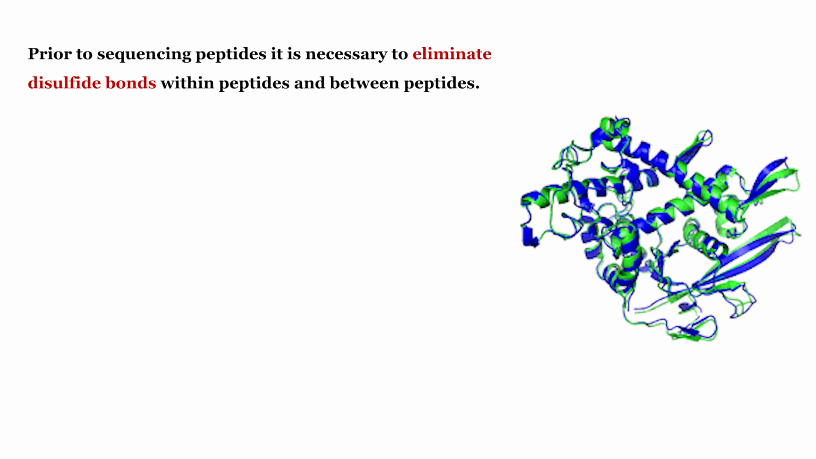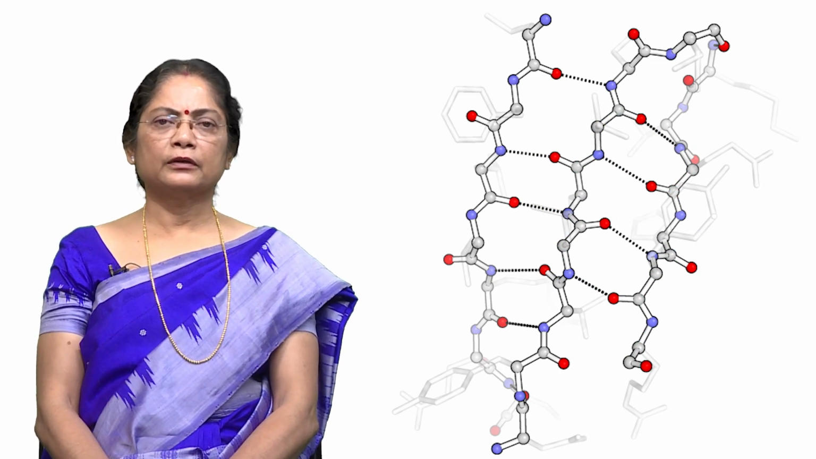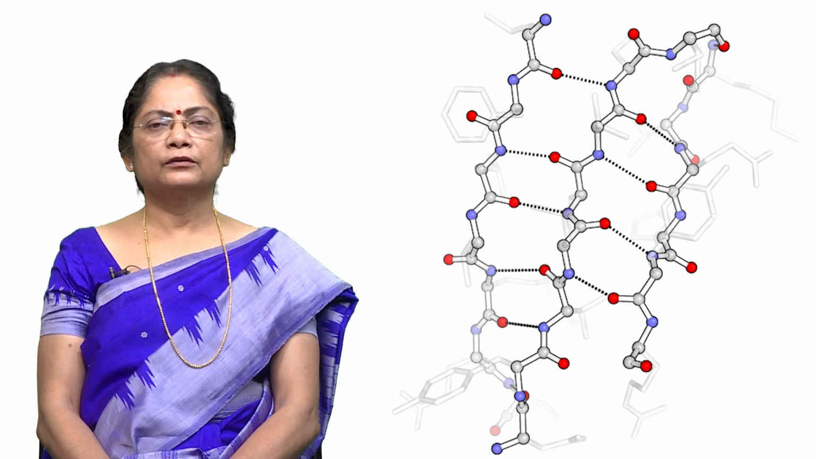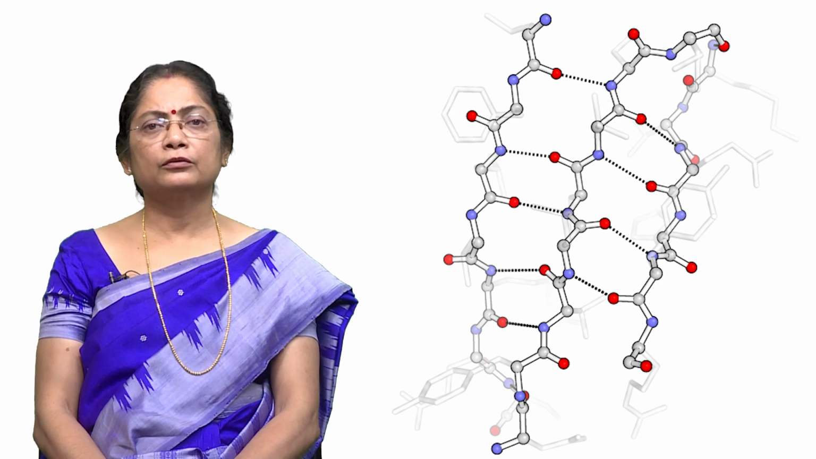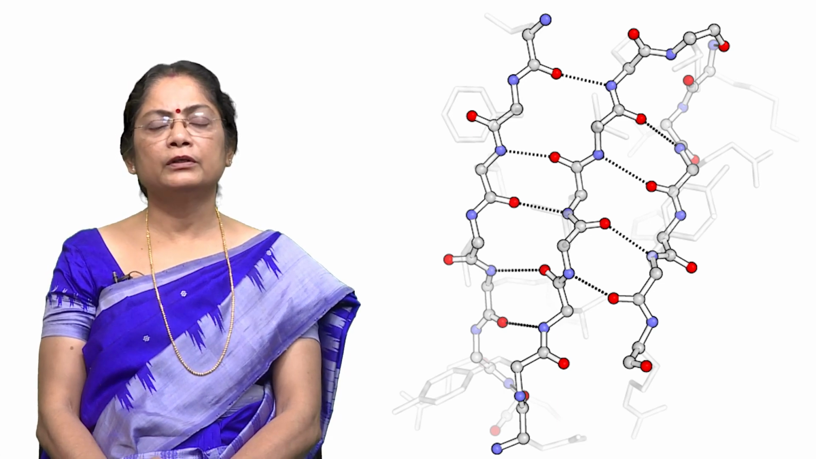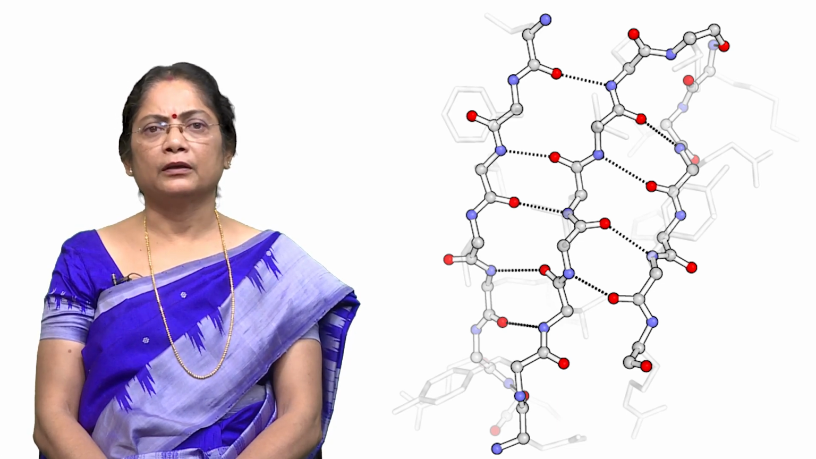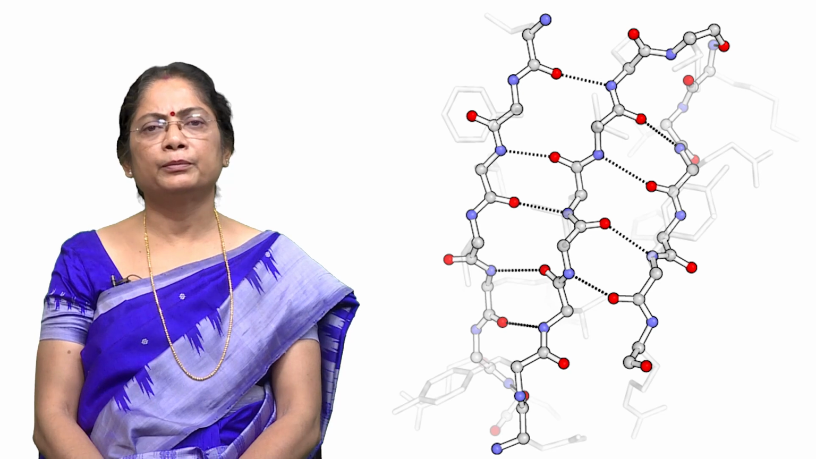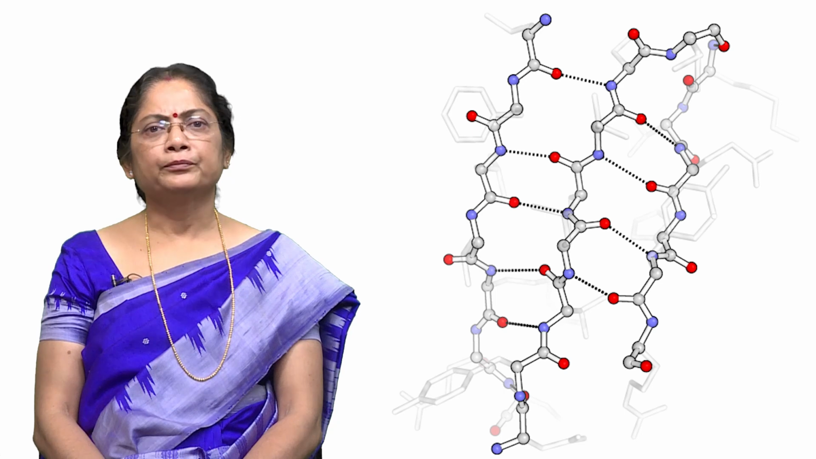Now, prior to sequencing peptides, it is necessary to eliminate the disulfide bonds. Suppose the protein has a tertiary structure. This tertiary structure contains some weaker bonds and also disulfide linkages. Weaker bonds can be disrupted, but if the peptide contains a disulfide linkage, then it should be eliminated. A polypeptide chain can contain disulfide linkages within itself and also between peptides.